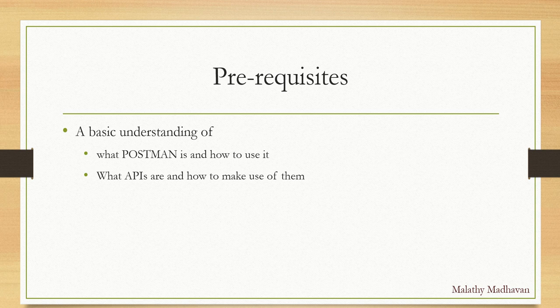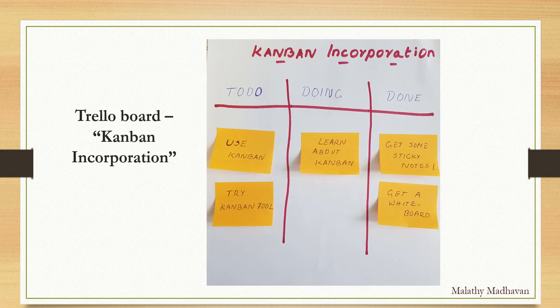Now, what is a Trello board? Trello is a task management app that gives you a visual overview of what is being worked on in the project and who is working on it. This could be similar to the usual way of using a whiteboard and sticky notes as seen here.